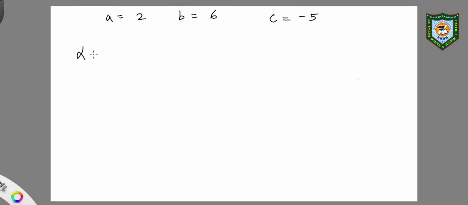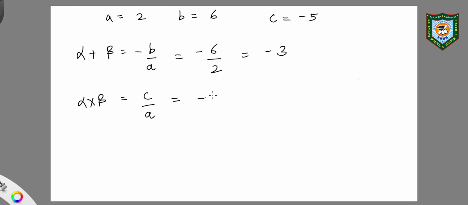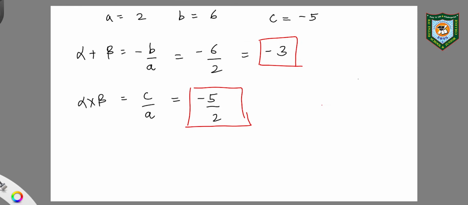Now I have alpha plus beta is equals to minus b by a, which is equals to minus 6 divided by 2. This is equals to minus 3. And I have alpha times beta is equals to c divided by a, which is equals to minus 5 divided by 2. So these are my solutions for alpha plus beta and alpha into beta. Now moving on to example number 2 from page number 47.